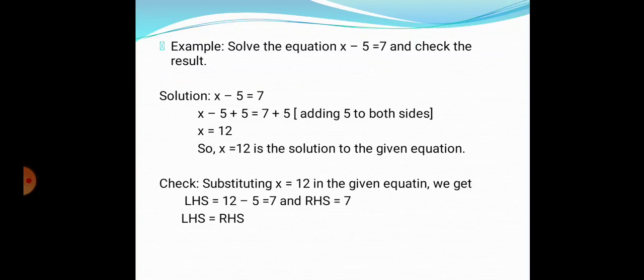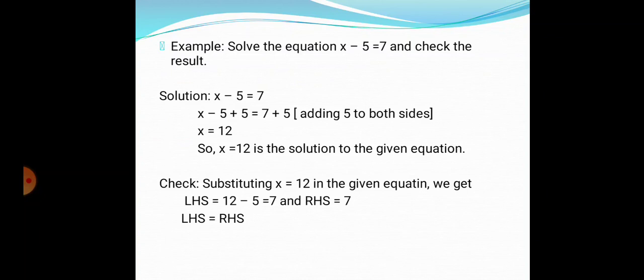Solve the equation x minus 5 equal to 7 and check the result. As we said, we can either add, subtract, multiply or divide to balance the equation and find the unknown value. x minus 5 equal to 7. Now let us add plus 5 to both sides. So x minus 5 plus 5 equals x plus 5. According to the addition of integers, minus 5 plus 5 gives us 0. So x is equal to 7 plus 5, x is equal to 12. So x equal to 12 is the solution to the given equation.